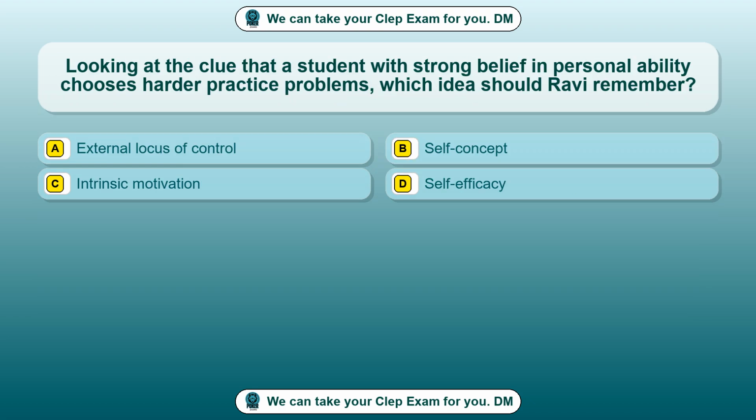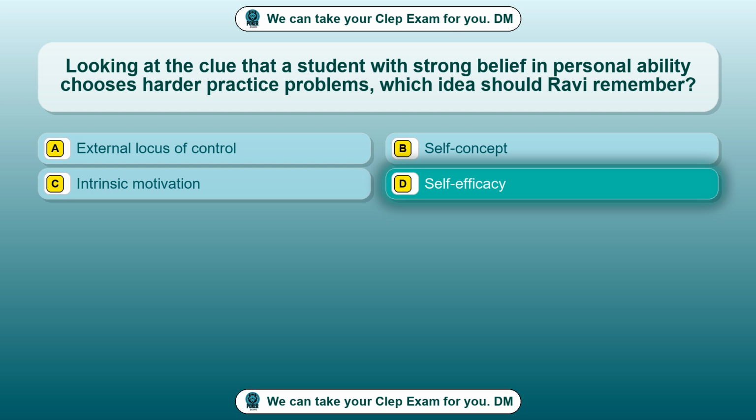Question 10. Looking at the clue that a student with strong belief in personal ability chooses harder practice problems, which idea should Ravi remember? Option A, external locus of control. Option B, self-concept. Option C, intrinsic motivation. Option D, self-efficacy. The correct answer is option D, self-efficacy.